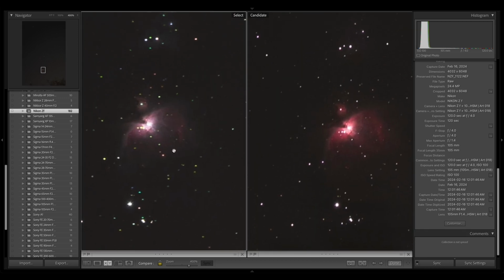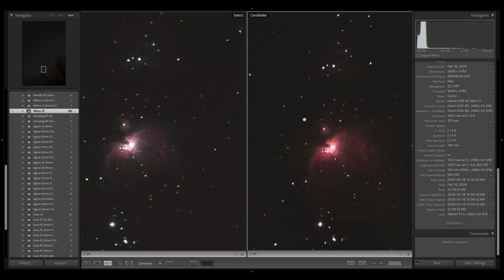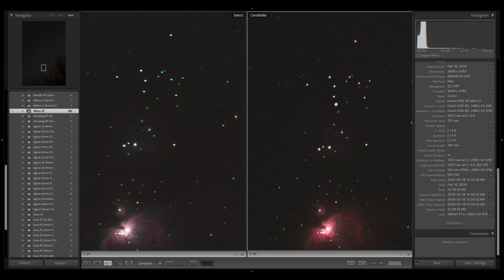So here's 24 megapixels versus 22 megapixels, and right off the jump, you can see size-wise at 400%, we're about the same. We're not really gaining a ton of resolution with the ZF, ignoring the increased reds. We are, with the 5D Mark III, getting a little bit more noise, but we're also getting more normal stars here.